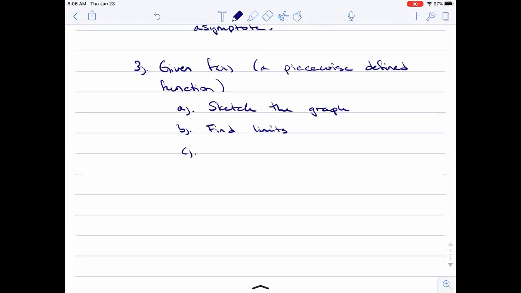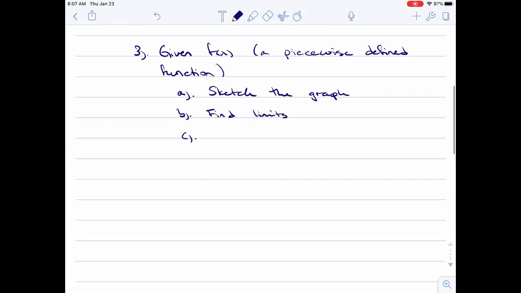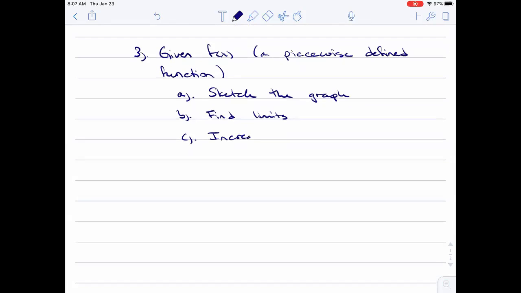Also, if we've got the graph, this is kind of a gimme mark: you can figure out where it's increasing or decreasing. If it's increasing, then you've got this upward direction. If it's decreasing, then it's downward. And so where is it increasing or decreasing?